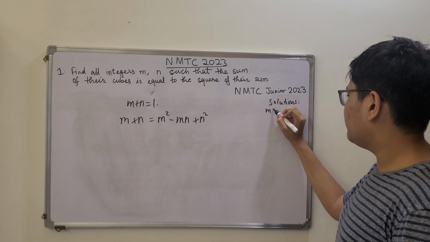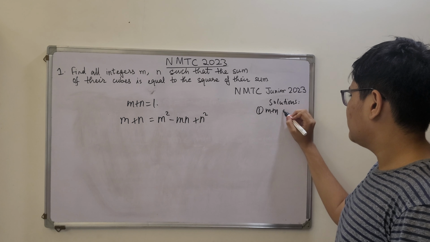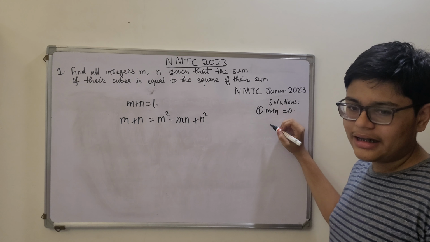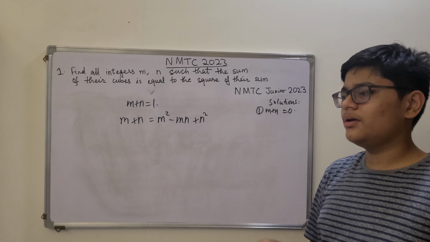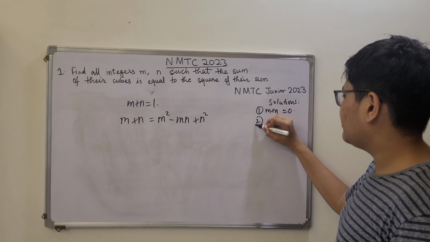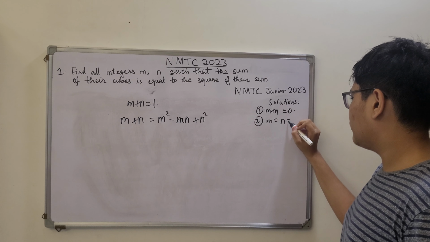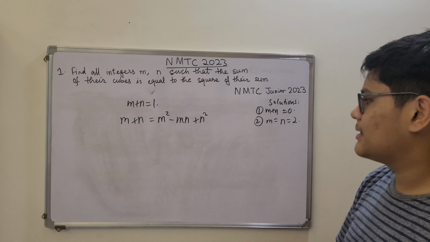So m plus n equal to 0, so that is the first solution. You can just write m plus n equal to 0, basically 1 minus 1, 2 minus 1, and so on. The second solution is m equal to n equal to 2. Now let's see this case.